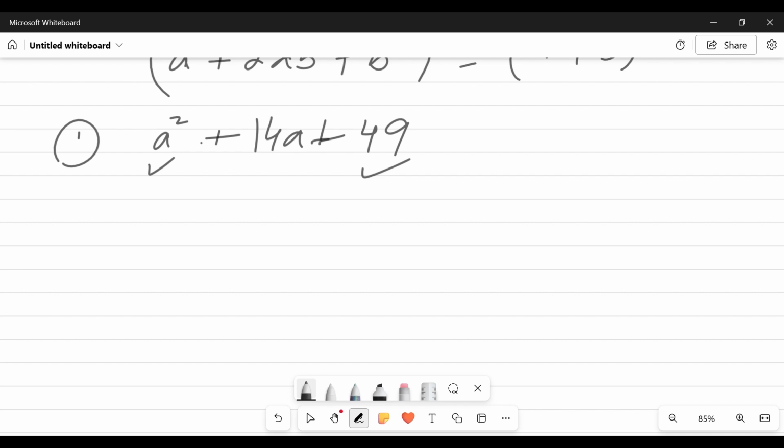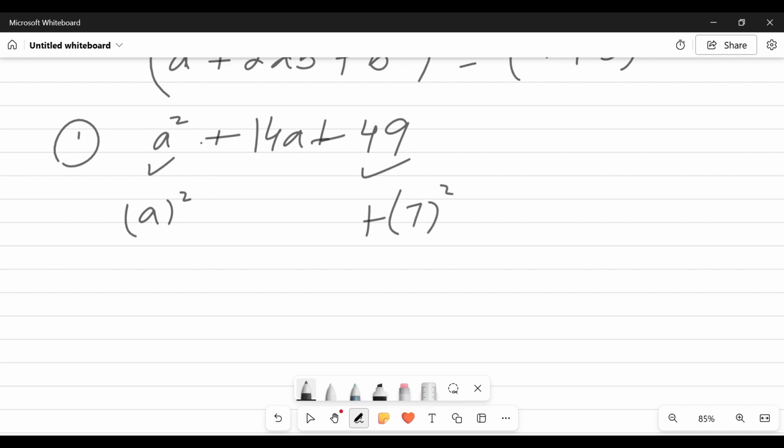How? See, a square, you need to find the square root. They are perfect squares, so you need to find the square root. The square root of a square is a to the power square, so inside the bracket you need a single term. Leave some space for the middle one, and then 49. What is the square root of 49? 7, because 7 sevens are 49. So 7 to the power square.